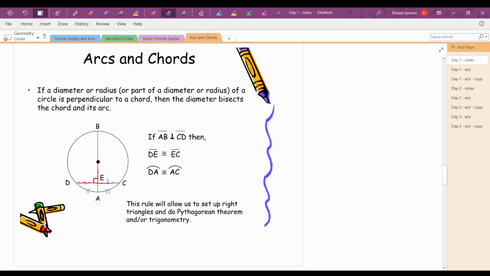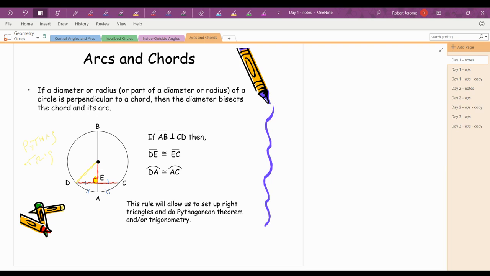So if we have, for example, diameter BA perpendicular to chord DC, well then we bisected the chord and we bisected its arc. Now this is going to be really important because as soon as we have a right angle, you can be sure that we're going to have right triangles. So that means we're going to have to use things like Pythagorean theorem and trig. Those things are going to come into play.